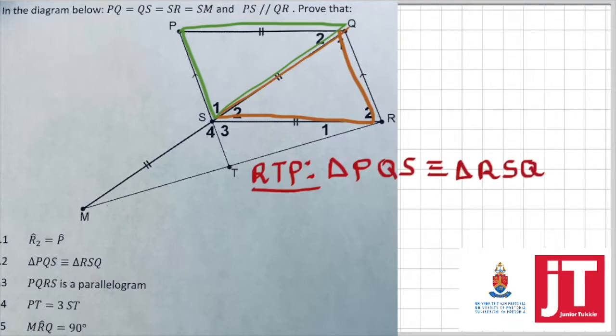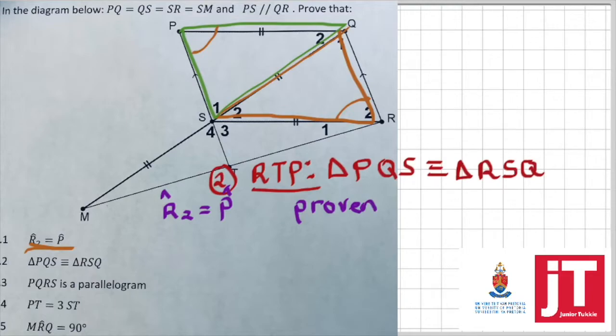So I'm going to start by saying that the angle R2 is equal to the angle P, and we have already proven that, which is exactly what we would have done from question number 1. The next statement would be to state that S1 is equal to Q1. Again, that we have already proven, if you recall from the first question. So that's proven already.